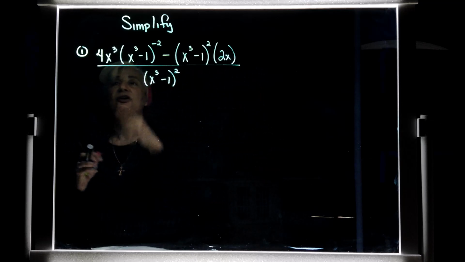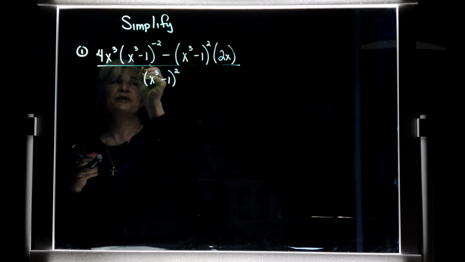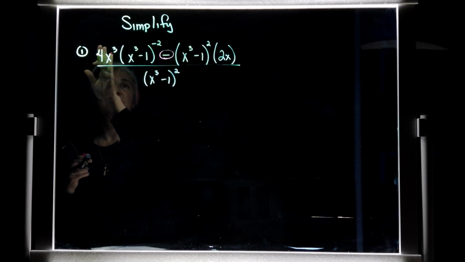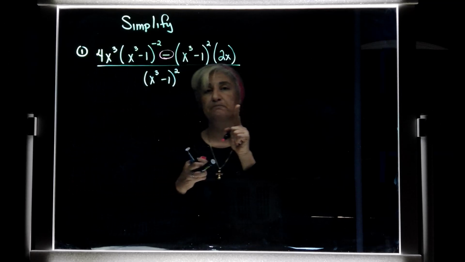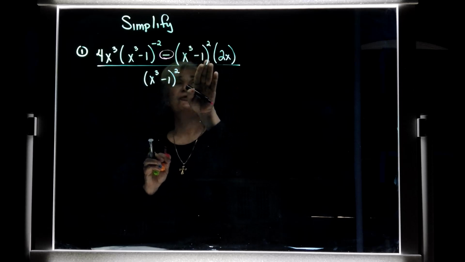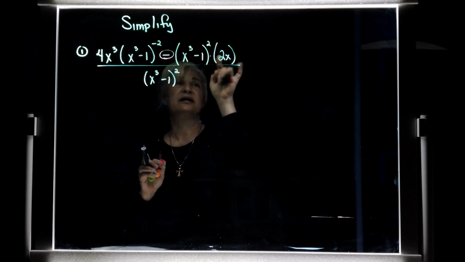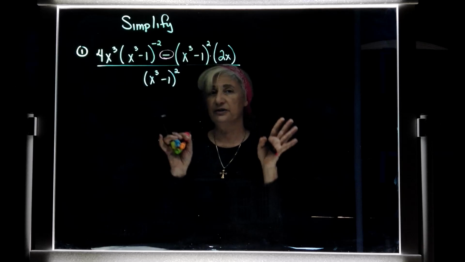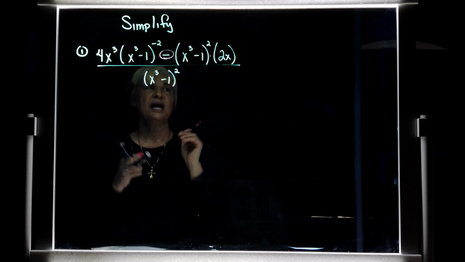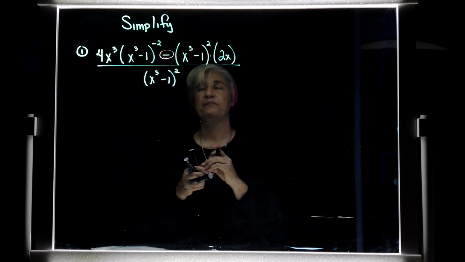I have 4 times x cubed times this parenthesis minus. Well, that minus tells me that this was the first term. To the left of it was one term. Now, after the minus sign, I have this parenthesis times this parenthesis. How many terms do we have? Only 2. Got it. Now, I want to see if there's anything in common between the two terms.